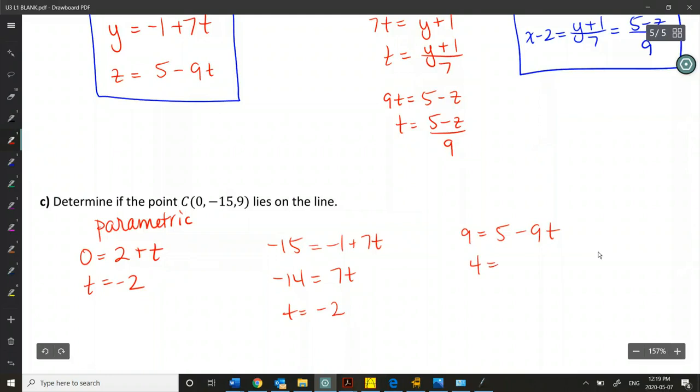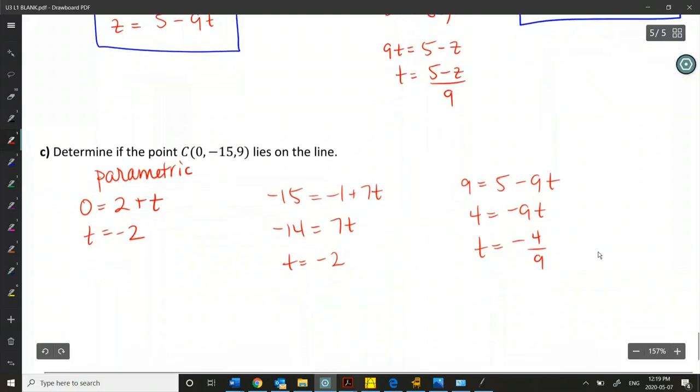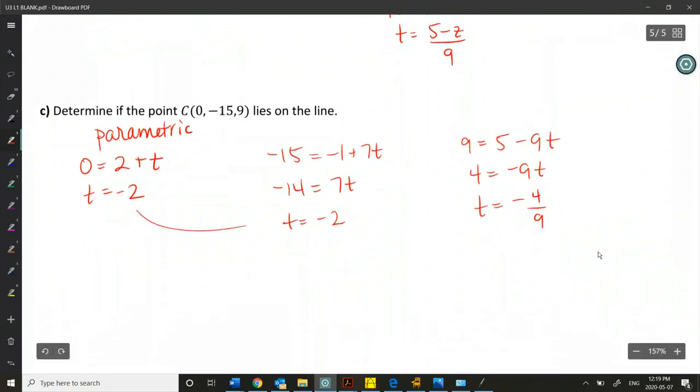So moving the 5 over, we'll get 4, and this is going to give us -4/9. Now this is not equal to -2, so we need to have a 3-way match here in order for the point to lie on the line. So therefore, C does not lie on the line.